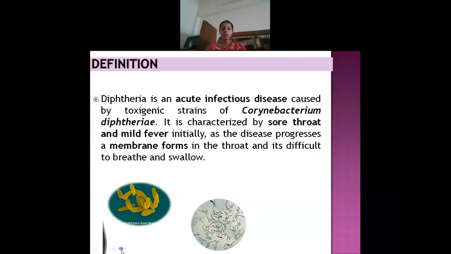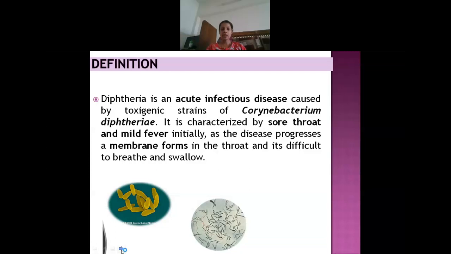And usually in Corynebacterium diphtheriae, the patient will be having sore throat. Along with that, the patient can also have fever. And as the disease is progressing, usually the patient will be having a membranous formation in the throat region. And as the disease progresses, if the membrane thickens, it usually results in breathing difficulty and dyspnea. So that particularly is a definition of diphtheria.